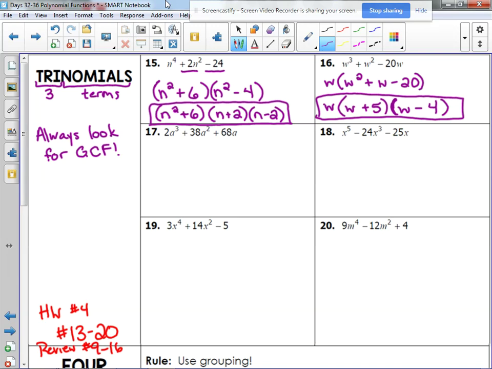Okay, number 17. Looking at that, our numbers, they are all even. So 2 is part of our GCF. And all of our terms have an A. So 2A is our GCF. 2 divided by 2 is 1. We took 1A away from 3 A's, so we have 2 A's left. 38 divided by 2 is 19. We took 1A away from 2 A's, so we have 1A left. 68 divided by 2 is 34. And we pulled out the A, so it's just 34 by itself.